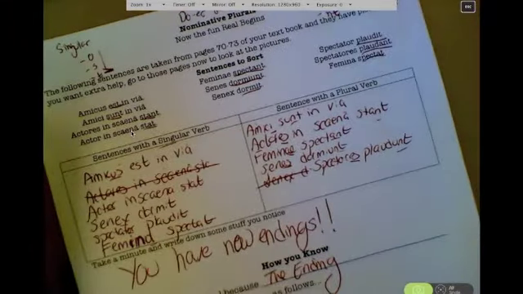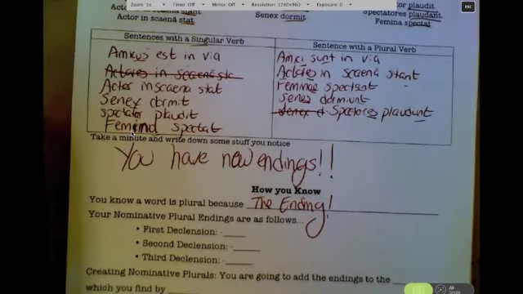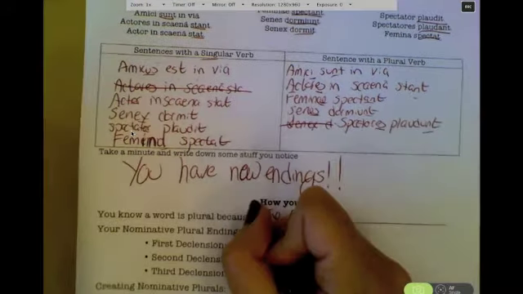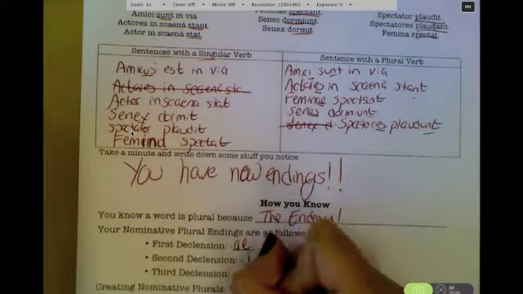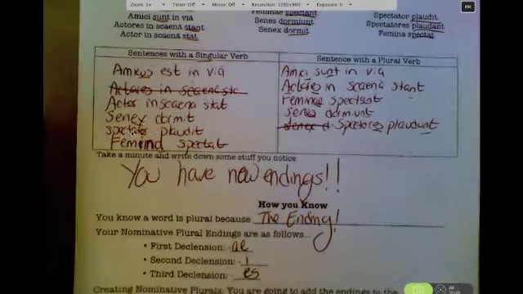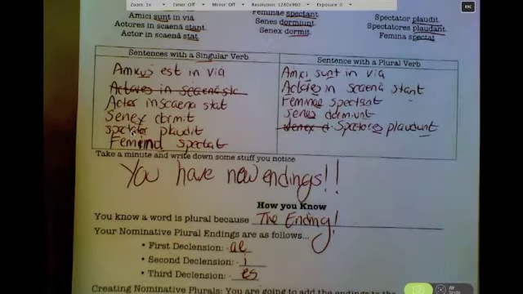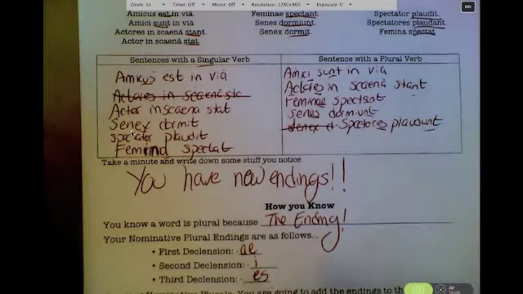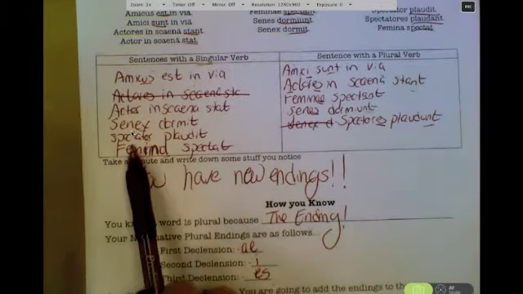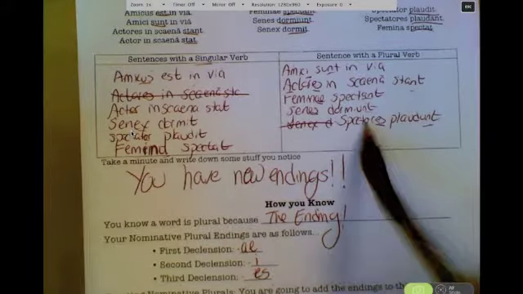Okay. First declension ending is, I bet you could figure it out if you looked, it's AE. Second declension is an I, and third is an ES. Now I know that these look like the genitive, but they just happen to look alike. This one's different. Again, you make spectator into spectatores by putting an ES on the end.